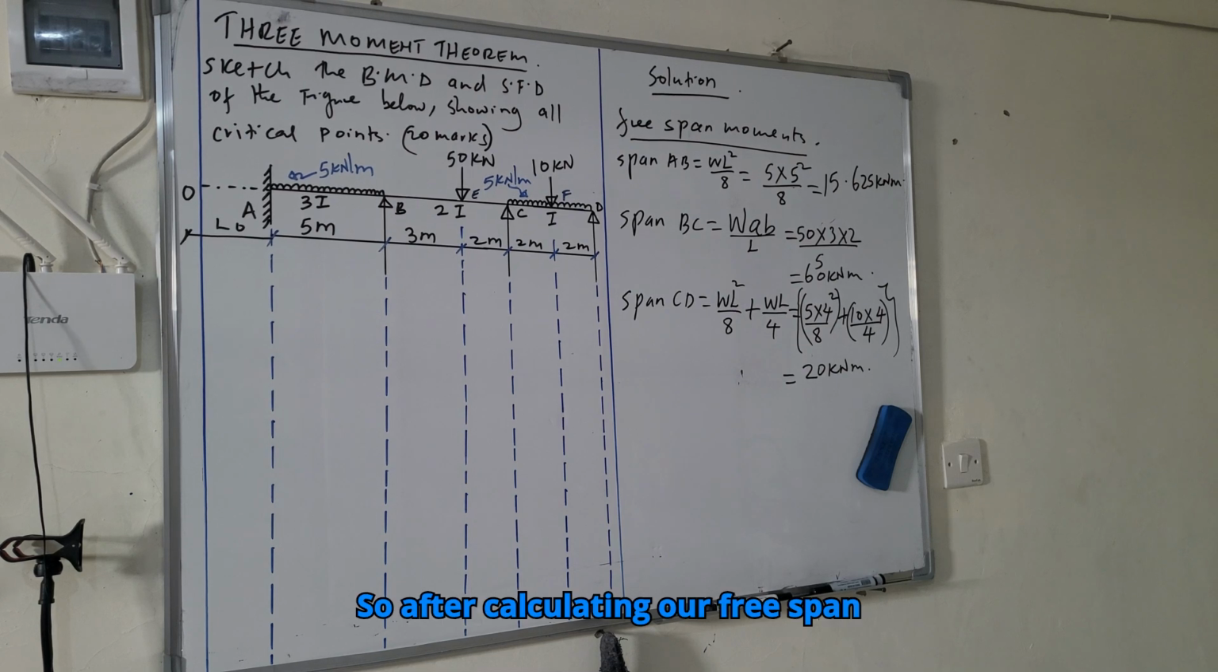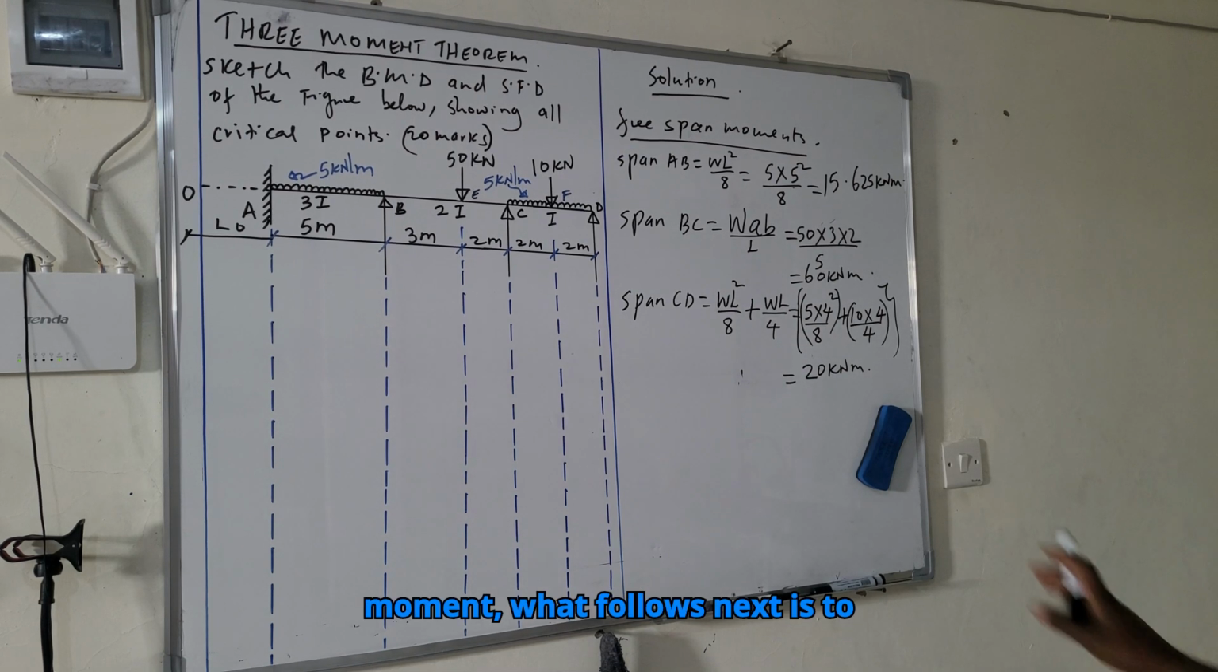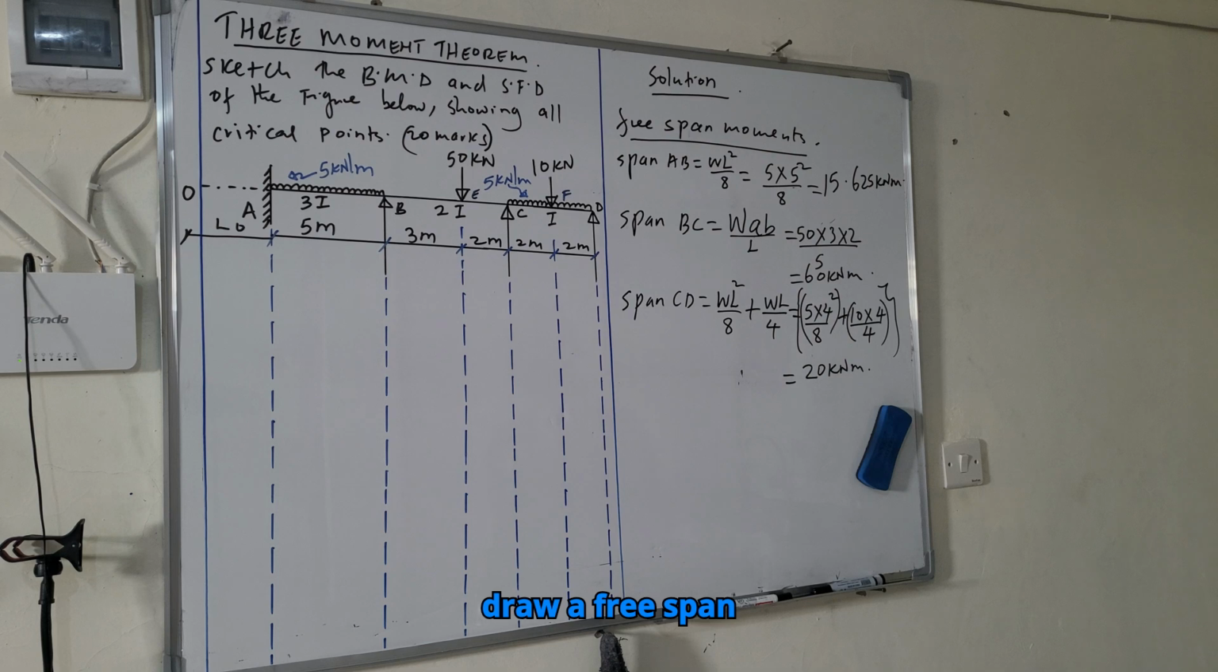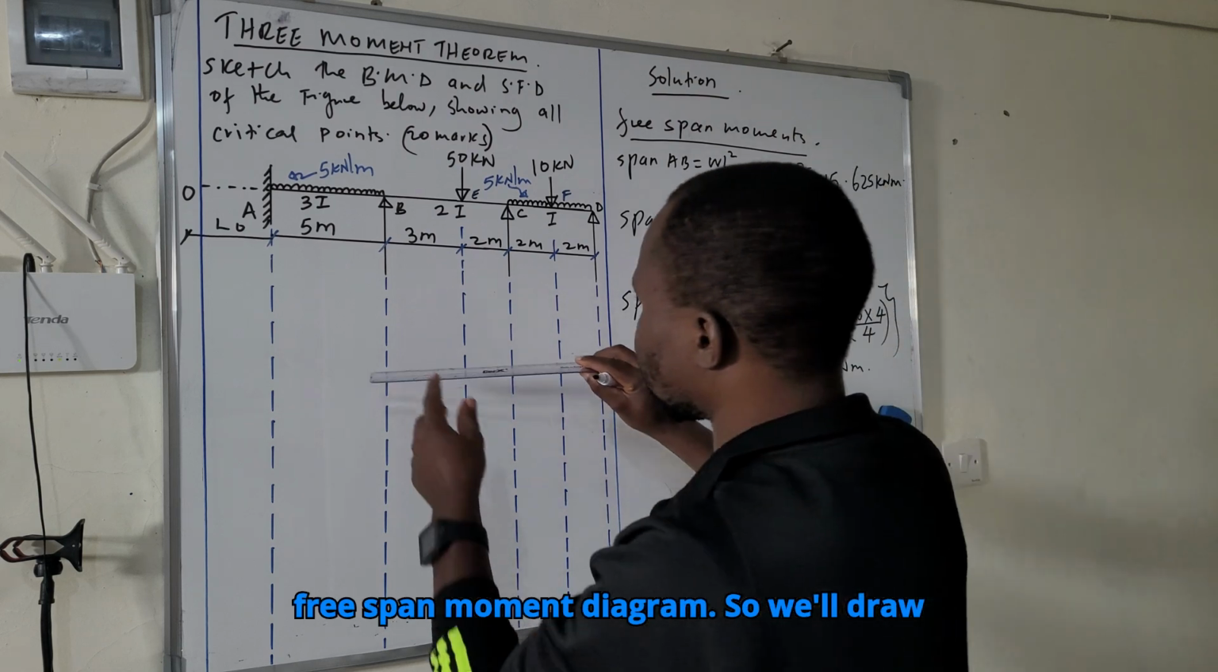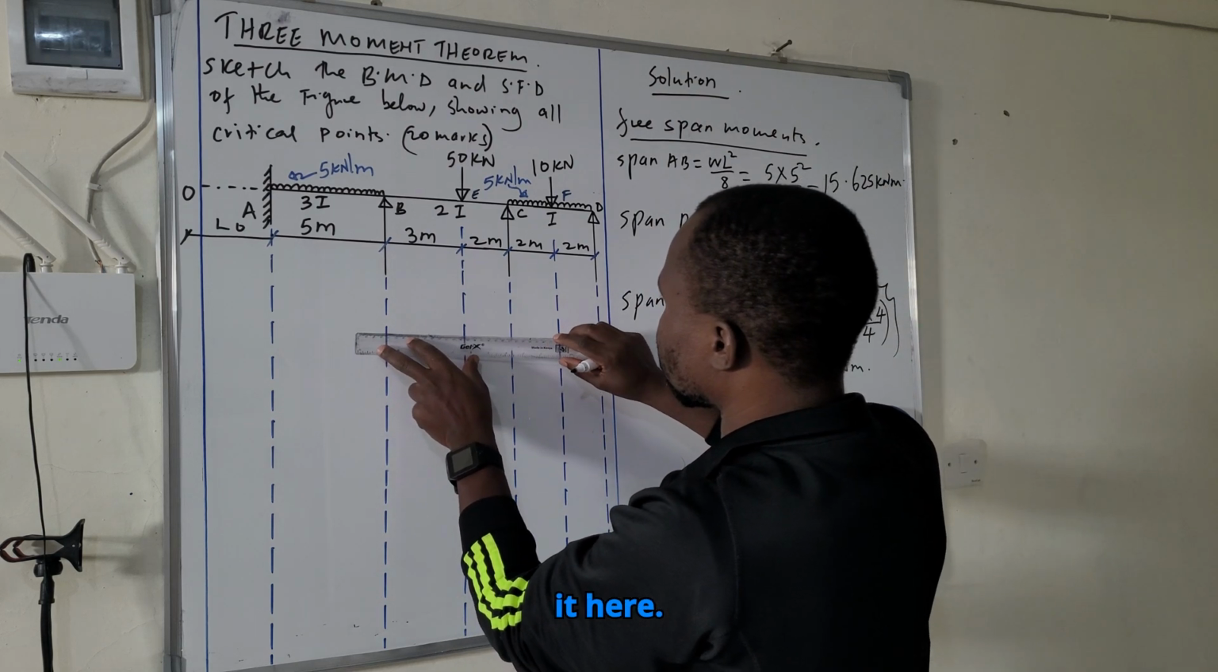So after calculating our free span moments, what follows next is to draw a free span moment diagram. So let's draw our free span moment diagram. We'll draw it here.